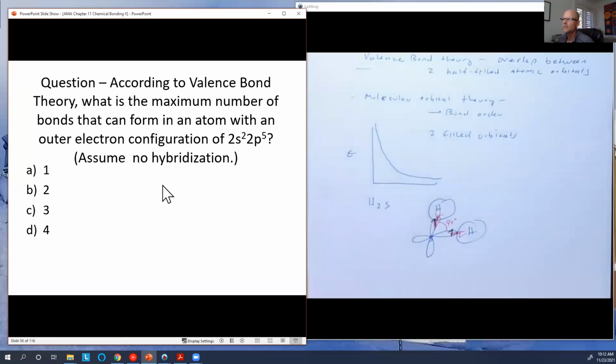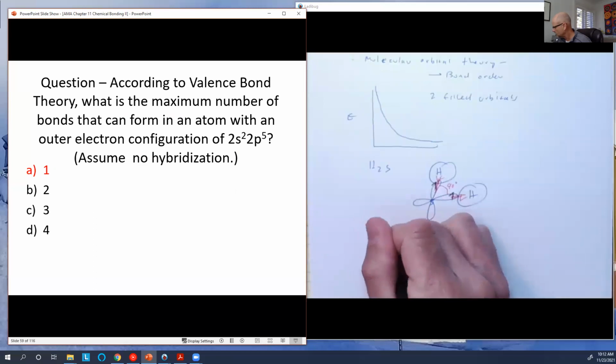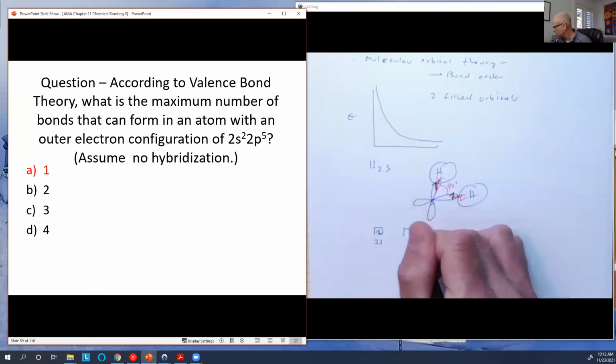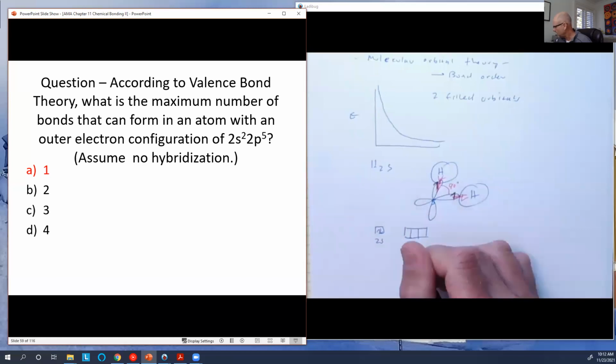All right, the correct answer to the question is 1, right? According to valence bond theory, what is the maximum number of bonds that can form with an atom that has an outer electron configuration of 2s2, 2p5? Well, if we draw the orbital diagram, 2s2, 2p5 would be 1, 2, 3, 4, 5. So how many half-filled orbitals do you have? Just 1. So how many bonds can you form? Just 1. Okay.